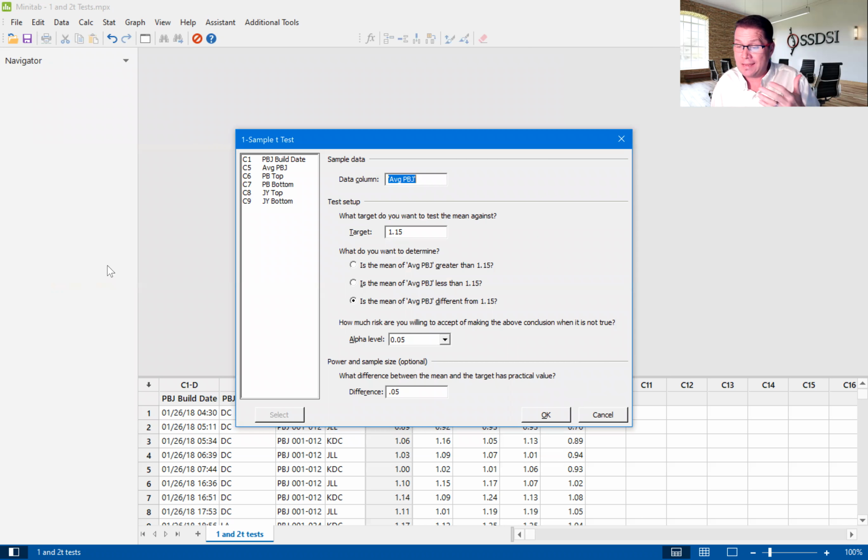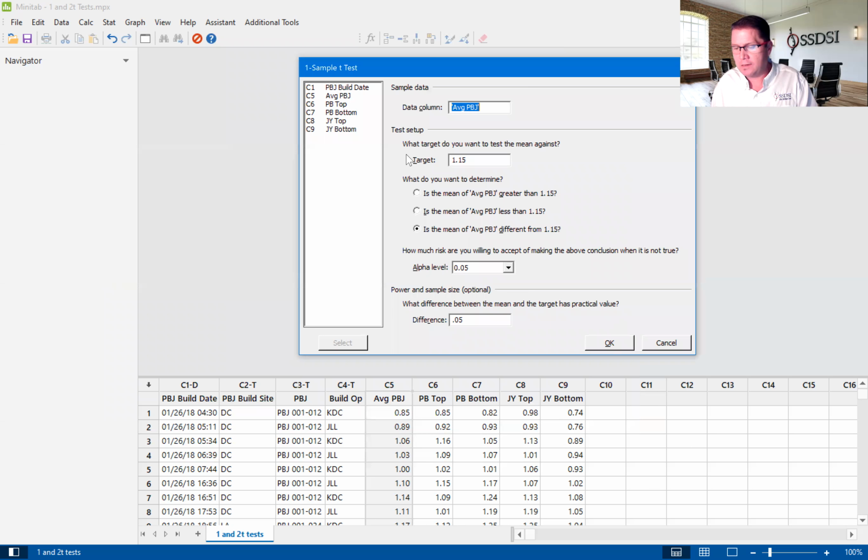I already have this filled in. Our data column is average PBJ; we are taking the average PBJ applied to a sandwich, and we have lots of data that show us the variation in that. Our target is 1.15. That's the amount of PBJ that should be added to the sandwich. Our alpha level is 0.05, which tells us we have a confidence interval of 95%. And then we have a difference of 0.05. I'm not going to talk about the difference here. If you have any questions about what this section means, go on to Minitab's website and search for the difference in a hypothesis test, and you'll see a lot of great information there.